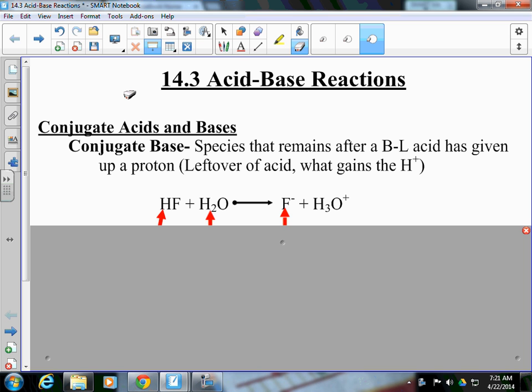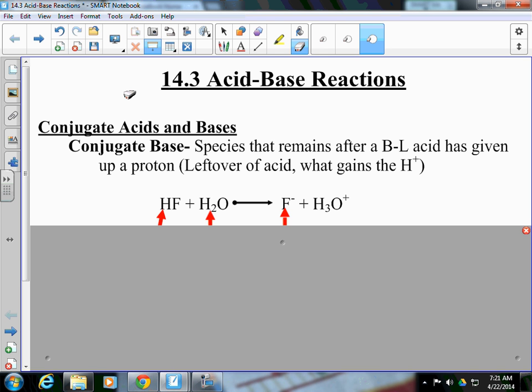On Tuesday, we talked about the different types of acids and bases: Bronsted-Lowry, Lewis, Arrhenius. A conjugate base is a species that remains after a Bronsted-Lowry acid has given up a proton. Essentially, it's the leftover of the acid.